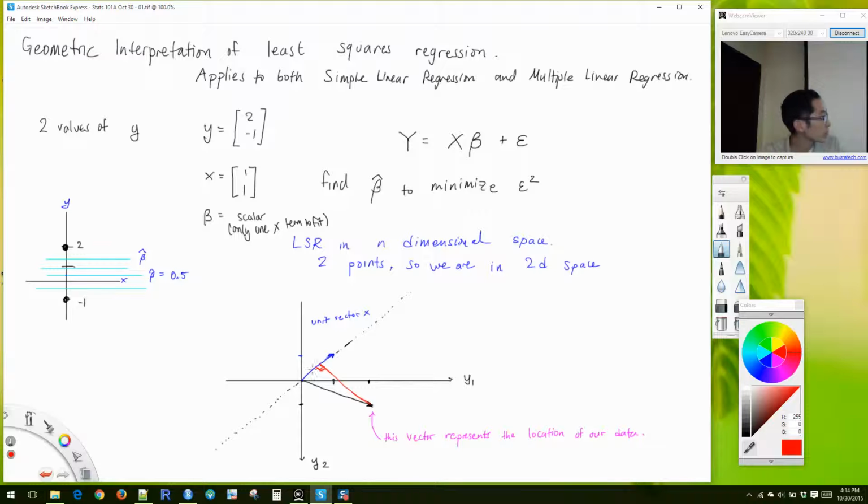So our x vector, it's a vector because we're basically in 1D space here. So we're trying to project this. How do we figure out this location? Well, this distance here, this red distance, what is this?